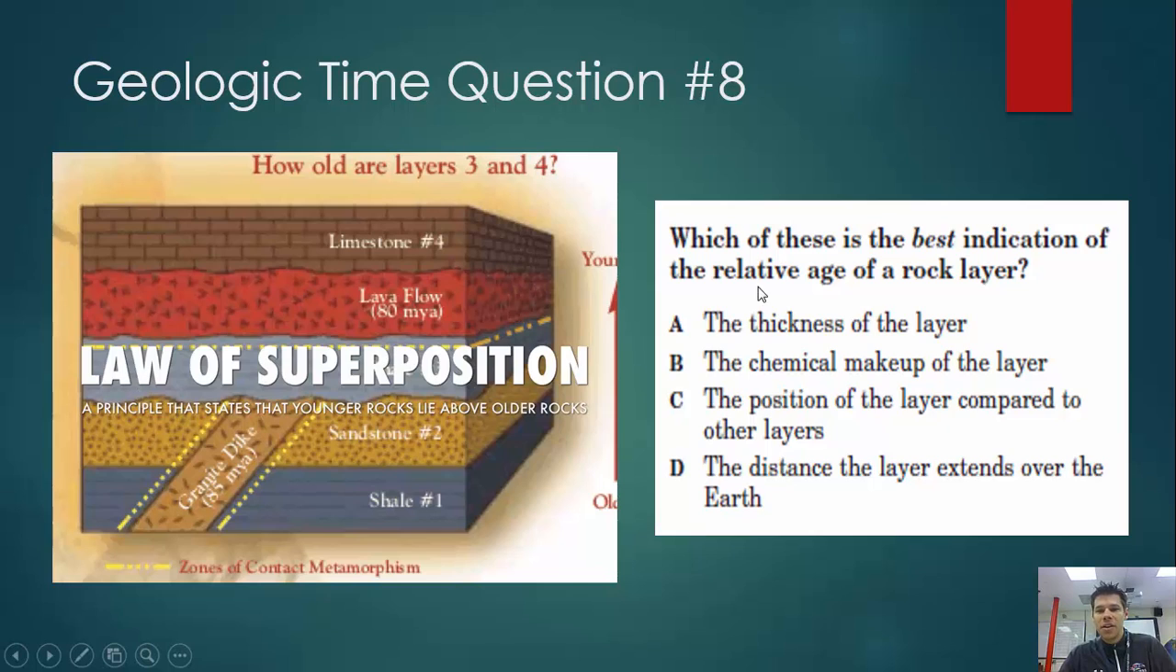It is a law, it's not a theory. So which of these is the best indication of the relative age of a rock layer? Not the thickness, not the chemical makeup of the layer, but the position of the layer compared to other layers. So that's what relative dating and relative age means. So our best answer here is C.